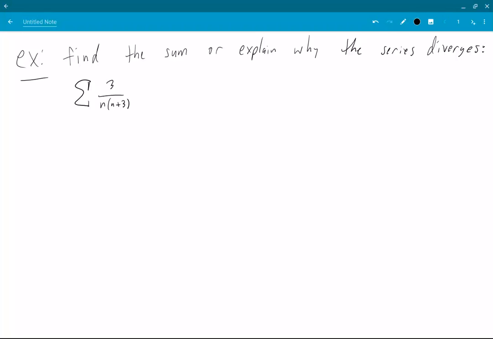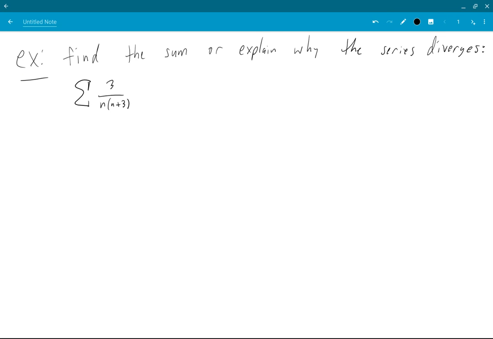Series. Okay, here we go. So find the sum or explain why the series diverges. So we're going to use the definition of a convergent sequence.